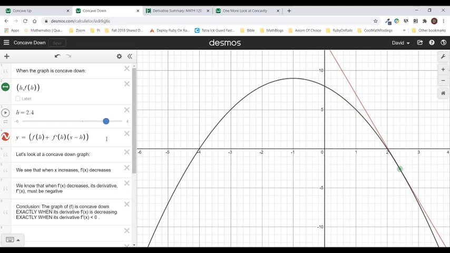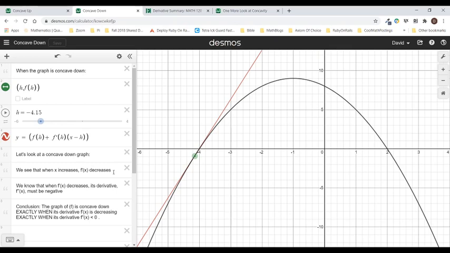Now that's not the same thing as saying the derivative is positive or negative. Over here, the derivative is positive. Over here, the derivative is negative, but it's decreasing the whole time. So the concavity is not about whether the derivative is positive or negative. The function is concave down when the derivative, the slope of the tangent line, is decreasing. Let's put those two things together. Yes, the graph is concave down when the derivative is decreasing.